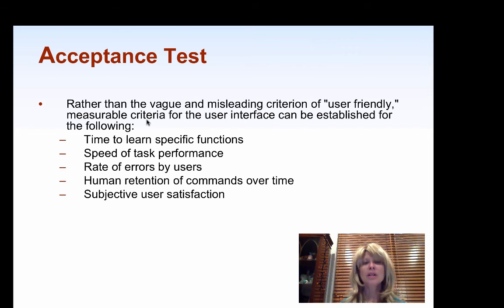So rather than in an acceptance testing, I like this particular verbiage that came from the publisher. Rather than vague and misleading criteria of user-friendly, tell us what is user-friendly. Time to learn the specific functions, speed of a task, rate of errors, the human retention over time, subjective user satisfaction. User-friendly is not very user-friendly. Ha ha ha. It's not very useful. But these items all are components that make something user-friendly. So let's drill down to the specific items here. And these are the things that you're going to want to be looking at when you're creating your own survey.